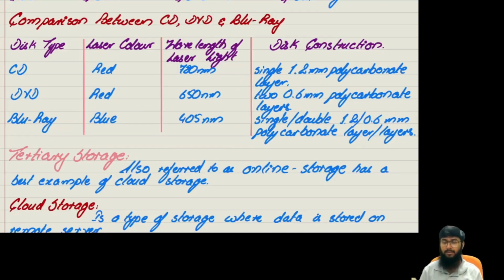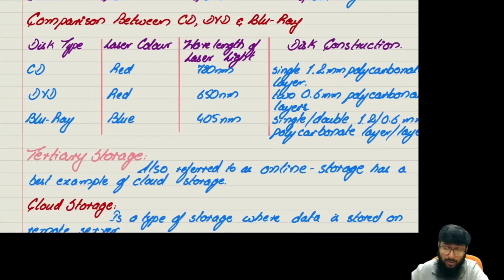Coming towards the DVDs. DVDs also use a red laser light to read data. They have a wavelength of 650 nanometers and dual layering, with a 0.6 millimeter polycarbonate layer. Due to dual layering, you may read from and write to the DVD at the same time. That is also known as DVD-RW, DVD read write. So this is the major function.